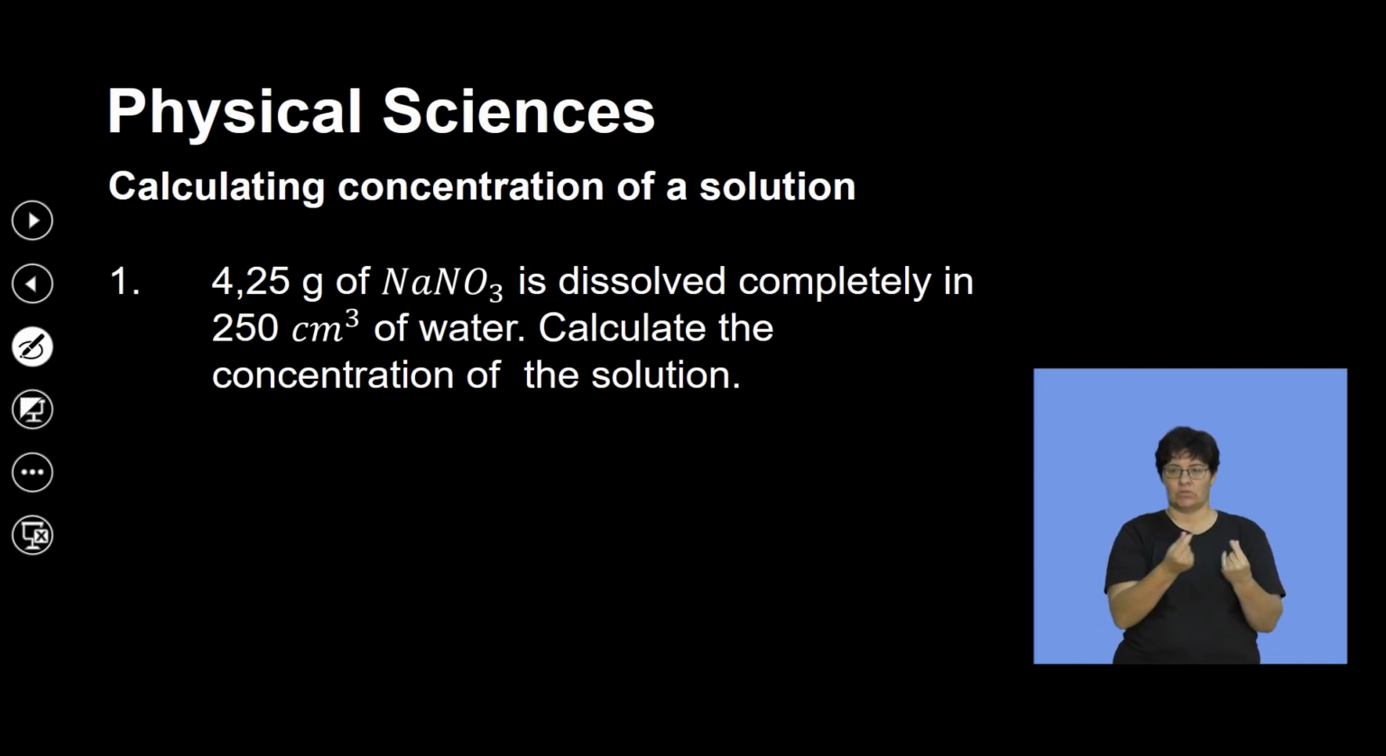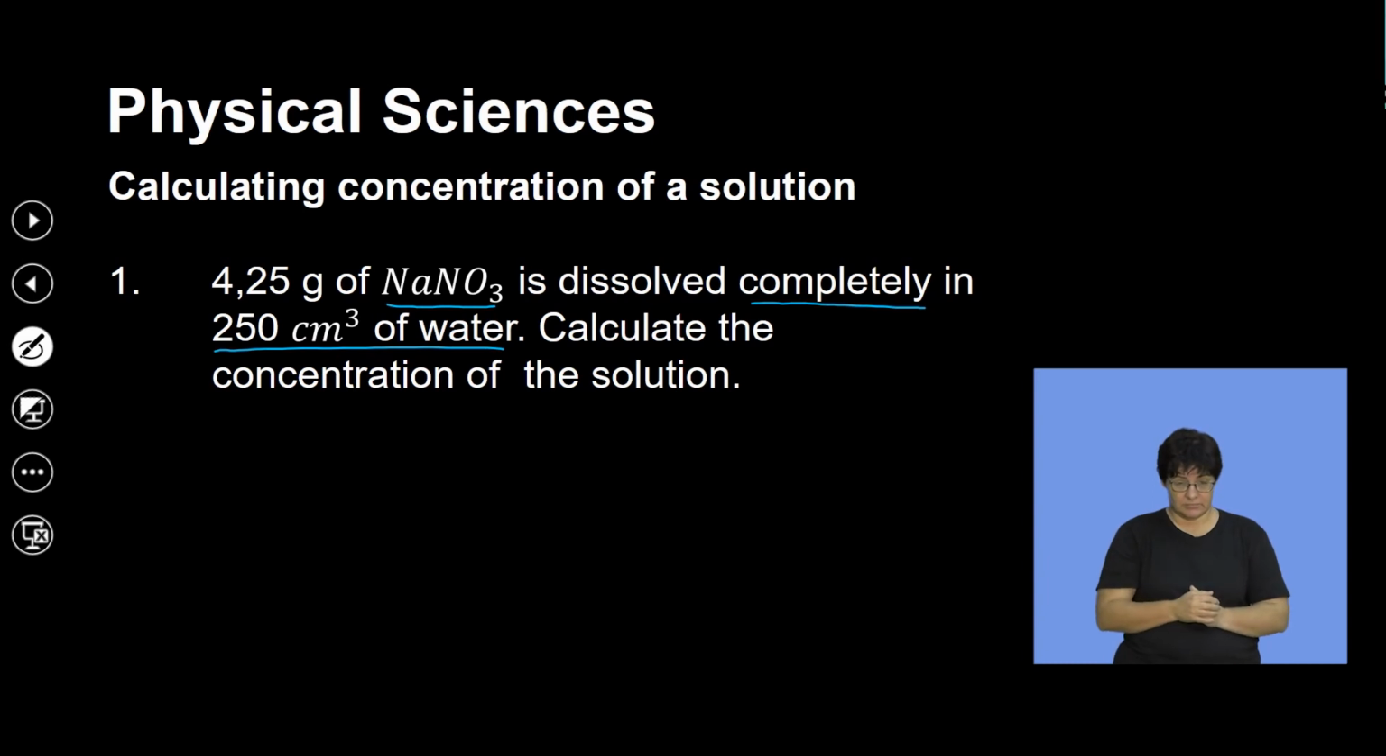We are given the mass of sodium nitrate. So the substance is sodium nitrate. The mass is 4.25 grams. It is dissolved completely in this volume of water, which is 250 cubic decimeters. And now we want to calculate the concentration of the solution.